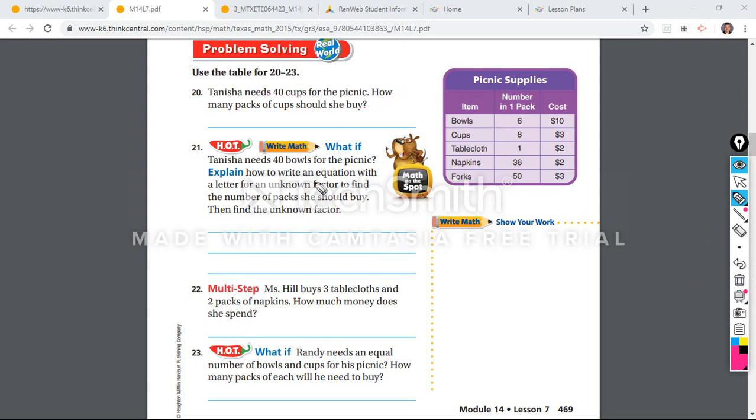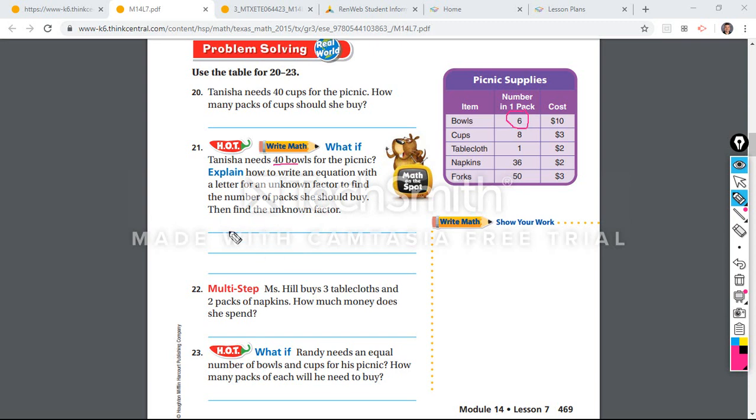The next one, you have to do a little bit of thinking here, and don't get nervous. So Tanisha needs 40 bowls for the picnic. The bowls come in packs of 6. She needs 40, so I can't have less because she's going to need 40. So explain how to write an equation with a letter for an unknown factor to find the number of packs she should buy. Then find the unknown factor.